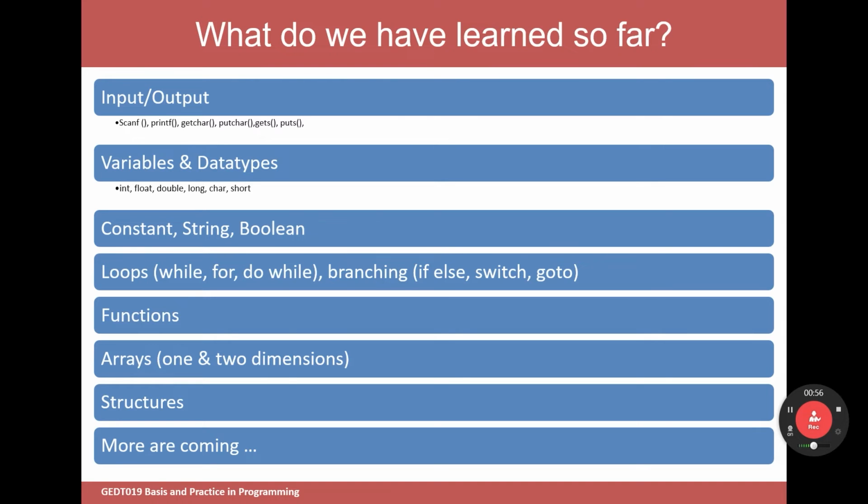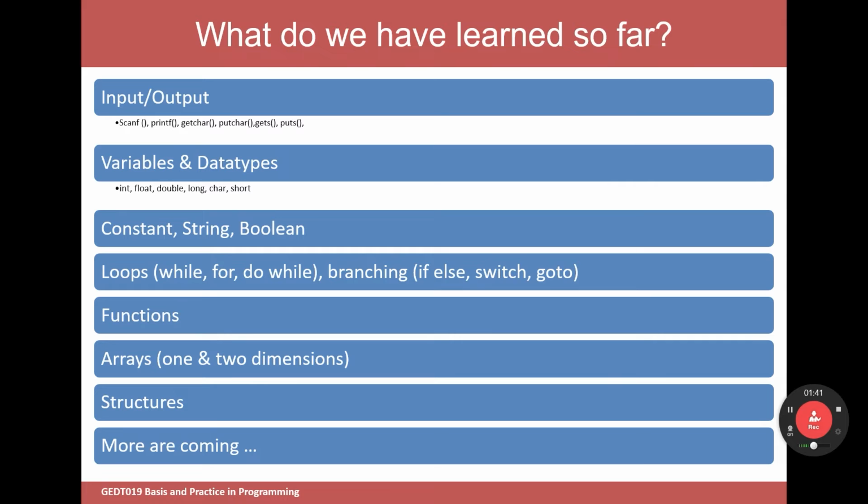We have learned so far how to print on the screen, how to read from the user keyboard, and how to save data inside variables. We learned there are many types of variables we can use to store data. We also learned concepts like constants, strings, and Boolean values, true and false. We learned about logic, like something bigger than, equal to, or not equal to something else. We also learned about loops, like the while loop, for loop, and do-while, which we use to do some task several times.